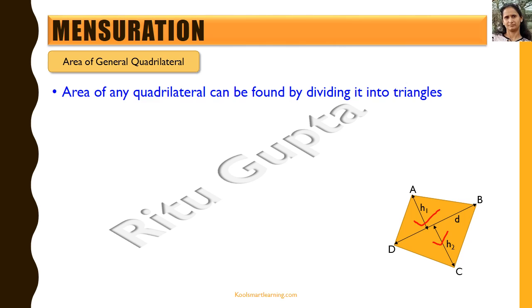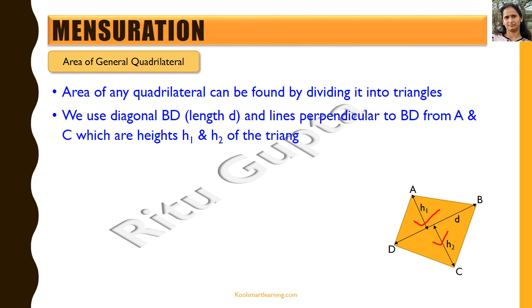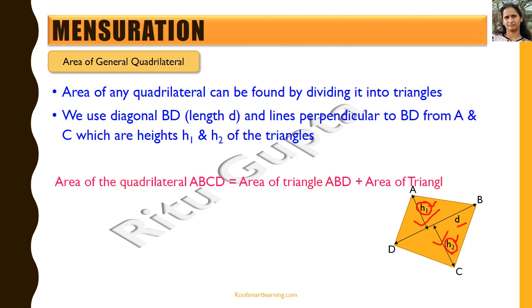So we divide it into two triangles, and then we use the diagonal BD, whose length is D, and we take the perpendiculars to BD from A and from C. So one is H1, which is the perpendicular from A to BD, and the perpendicular from C to BD is H2. So we take these three dimensions and then we find out the area of the two triangles and then add it to get the area of the quadrilateral.